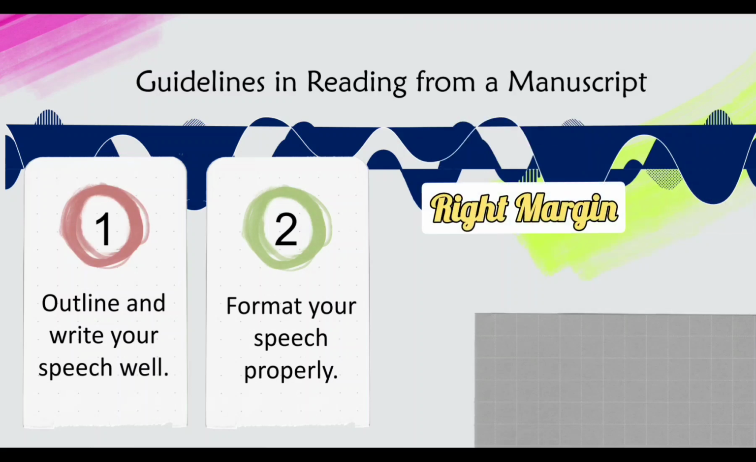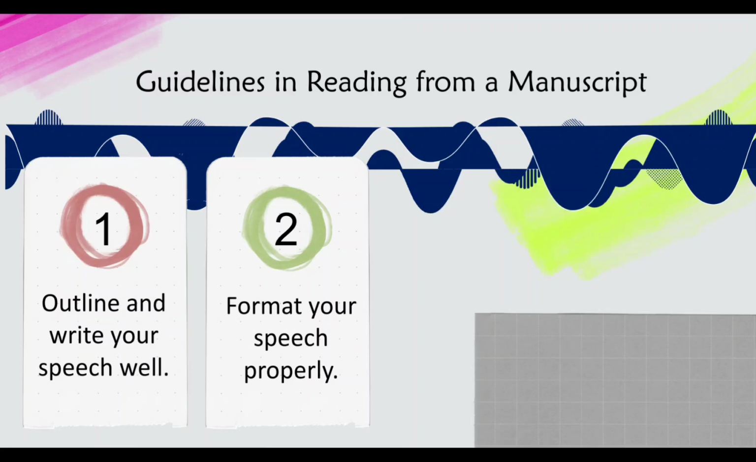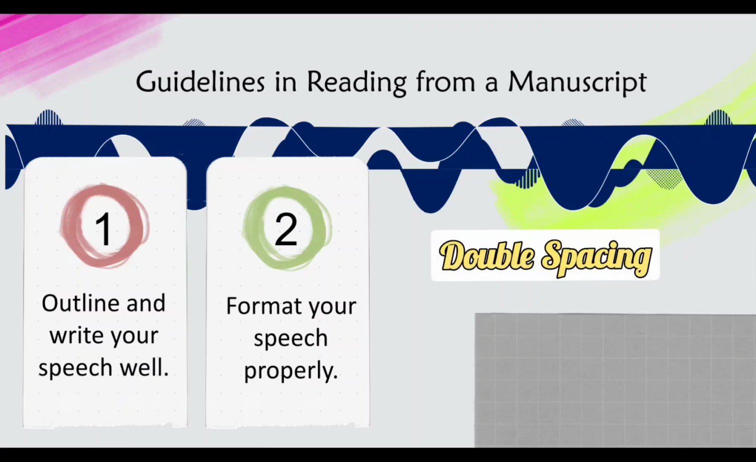Right margin. Avoid justifying the right margin, allowing words to be evenly spaced. This decision contributes to a cleaner layout, minimizing distractions and facilitating smoother reading. Double spacing. Double space between lines to provide a visual break and make it easier for your eyes to follow the text without feeling crowded.